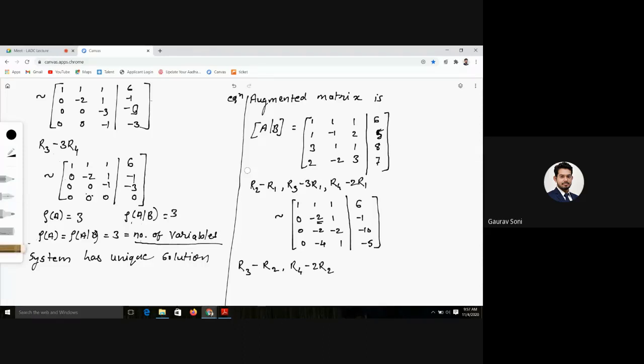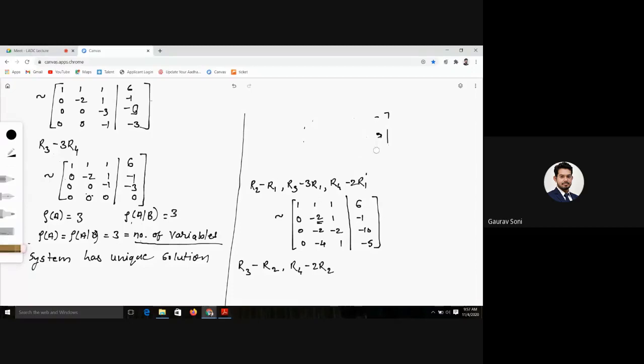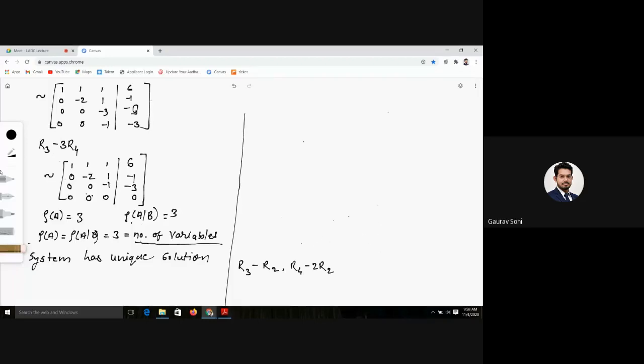So once a system has a unique solution, we need to find the solution. And how do we find it? Using our 12th standard method, we rewrite the equations. Multiply the matrix by x, y, z and we get the equations. So rewriting equations: x plus y plus z is equal to 6. Then minus 2y plus z is equal to -1. And minus z is equal to -3.